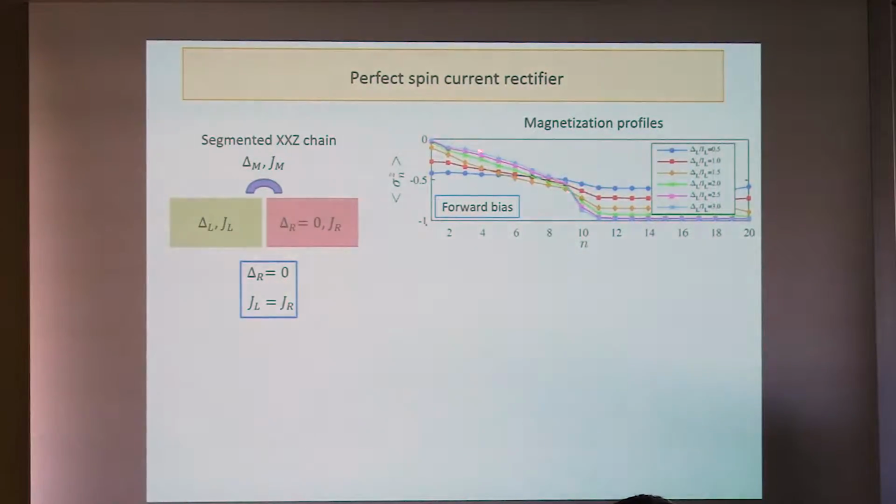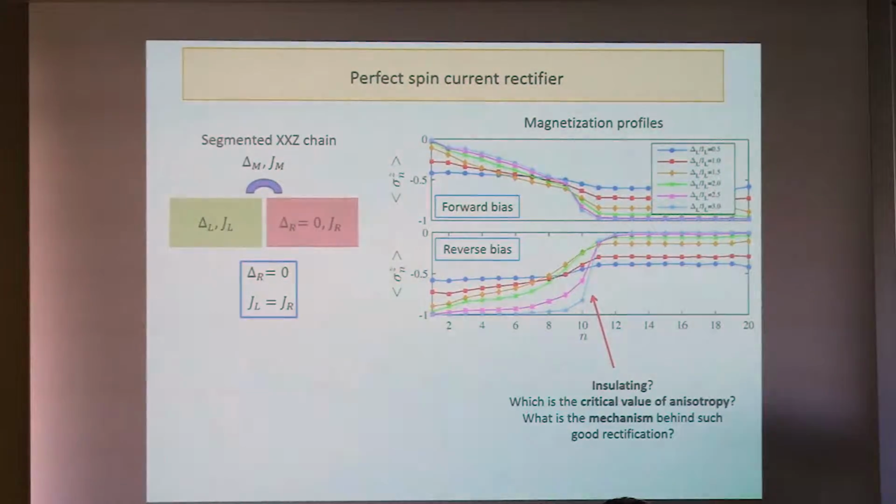And this is for the forward bias. And we see that in forward bias, we see characteristic diffusive behavior. There's a linear slope in the region where there are interactions, fairly flat in the region where there is no interaction. But if I look at the reverse bias and I increase the interaction, the interaction increases in this direction.